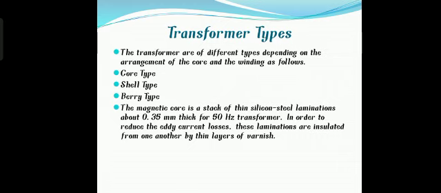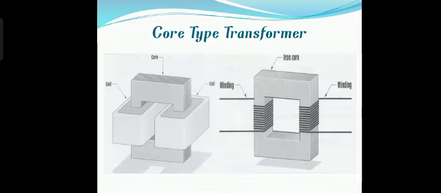The transformer types. Transformers are of different types depending on the arrangement of the core and winding as follows: core type, shell type, berry type. The magnetic core is a stack of thin silicon steel laminations about 0.35 mm thick for a 50 Hz transformer. In order to reduce the eddy current losses, these laminations are insulated from one another by thin layers of varnish.